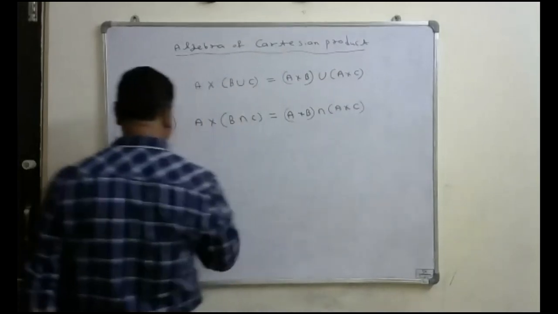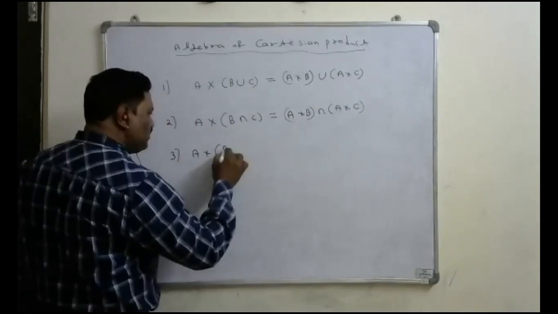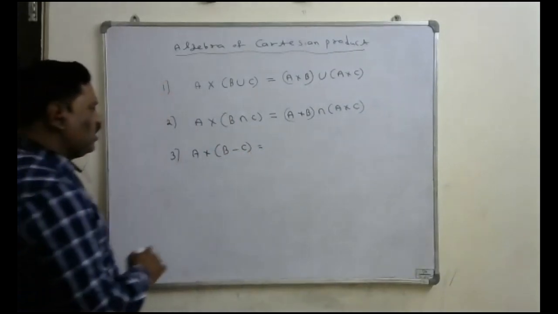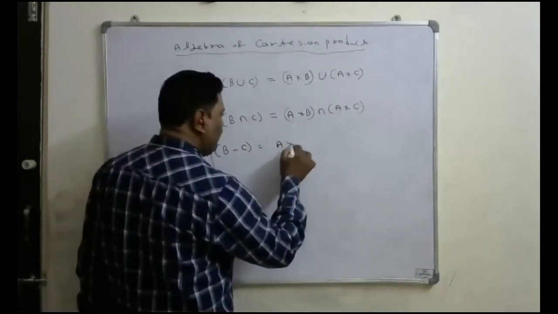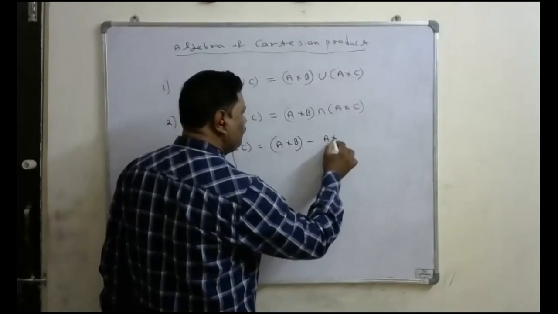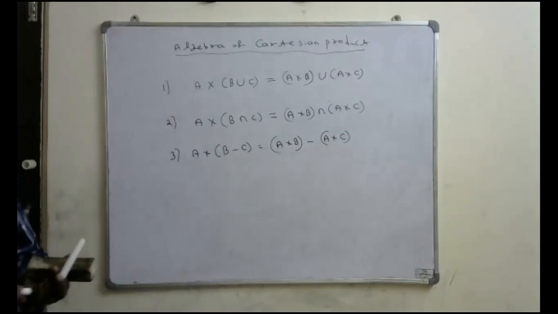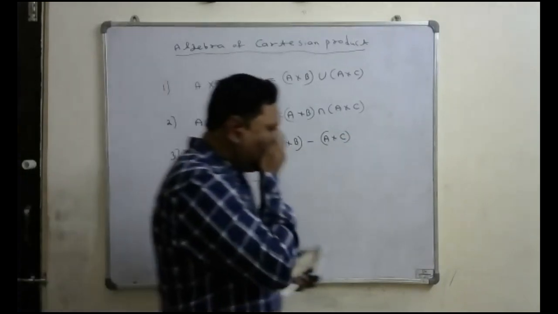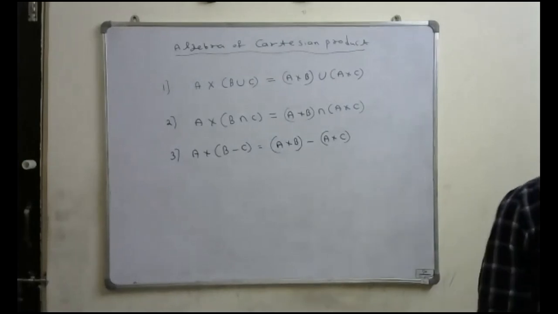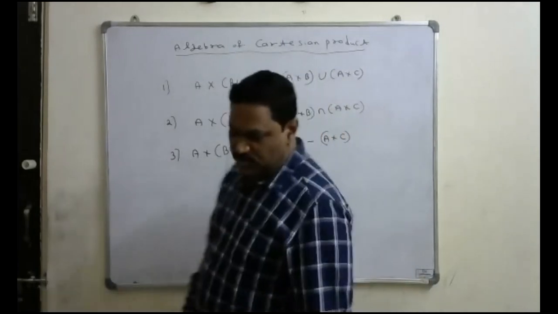Similarly, the third one: A cross B minus C. You can also write that as A cross B minus A cross C. Like that you can write it. So these are the formulas you have to remember. This is the total concept about relations.